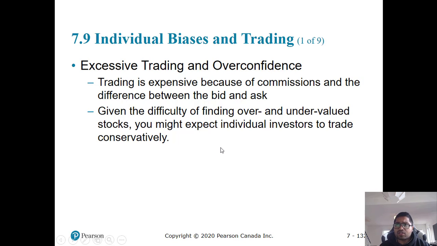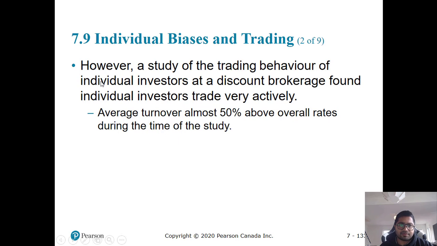Okay, so what does this mean? That markets are generally efficient. So if you're trading a lot, more or less you're going to fall behind, meaning your returns will be lower than the market. And this has been shown by research. The traders who trade a lot generally lose more money than traders who don't trade often. So trading is expensive because of commissions and differences between bid and ask. Given the difficulty of finding over and undervalued stock, you might expect individual investors to trade conservatively. So traders who trade less make more money in the market. And this has been proven by research.